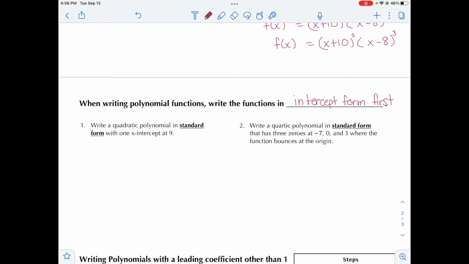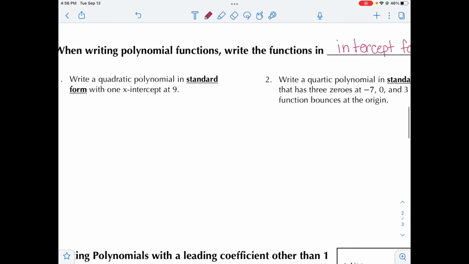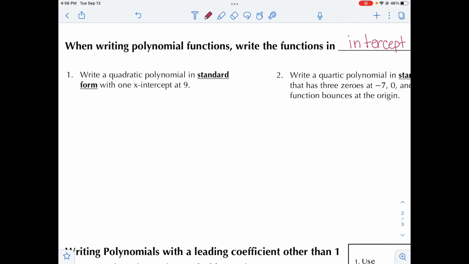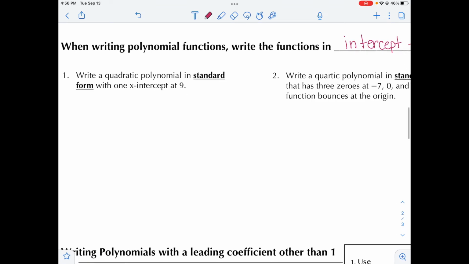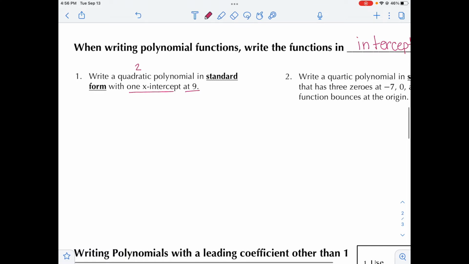Okay? All right, so this one we're going to write in standard form. Remember, standard form is completely factored all the way out. Everything's multiplied out. We're writing a quadratic. We know a quadratic means 2 in standard form with one x-intercept at 9. Well, at 9, we know that's going to be negative 9, so x minus 9, and quadratic would be 2.